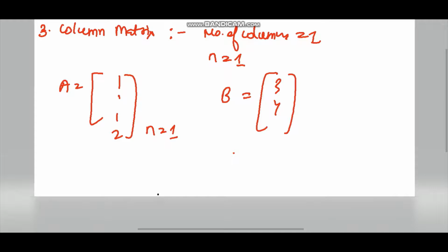B is equal to 3 4. Here the number of columns is 1. Hence it is called a column matrix.